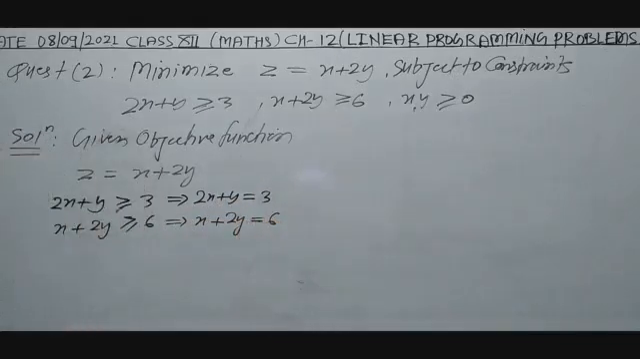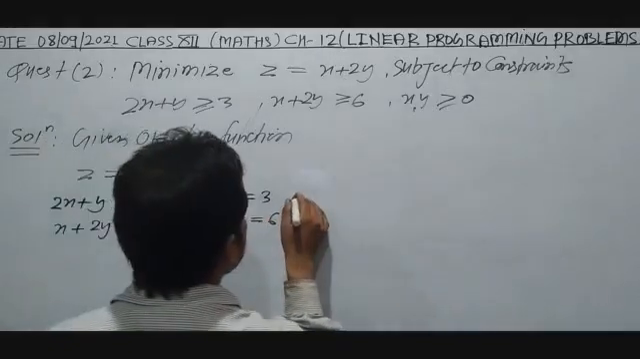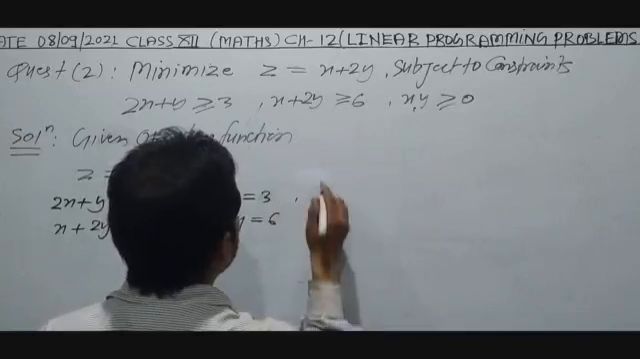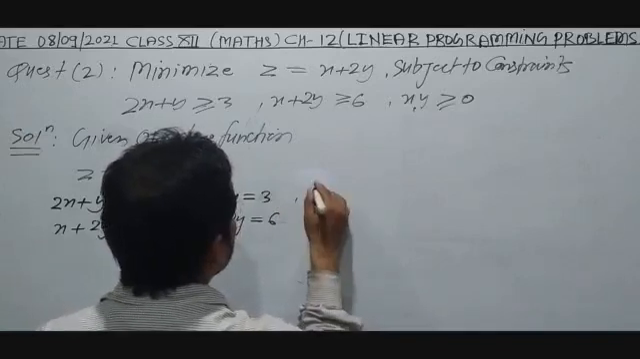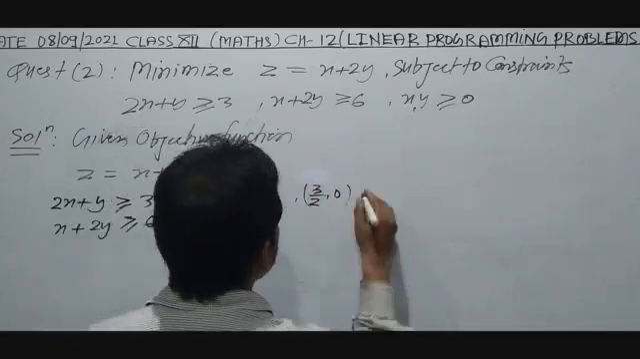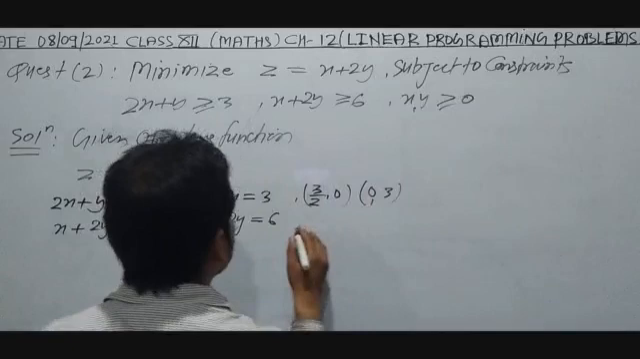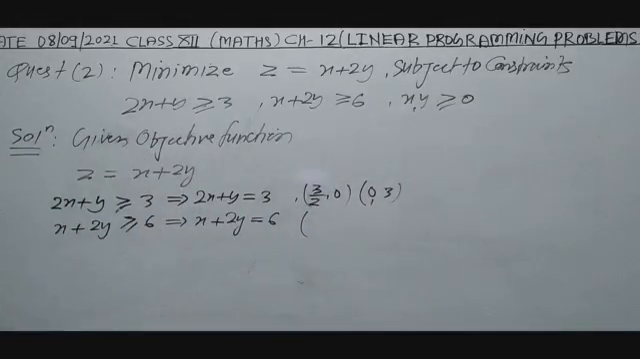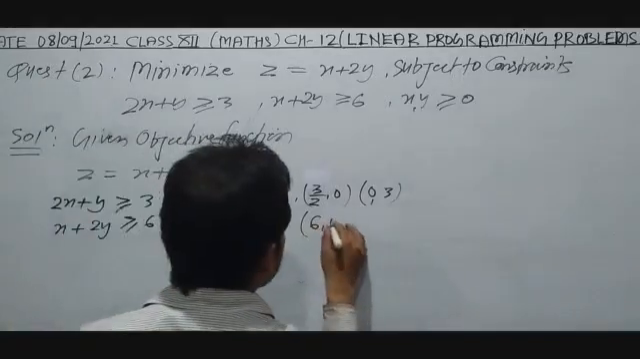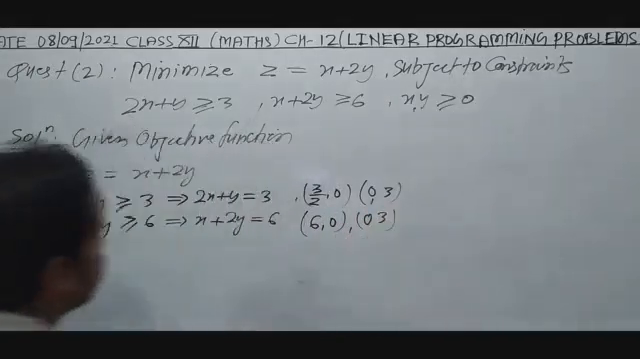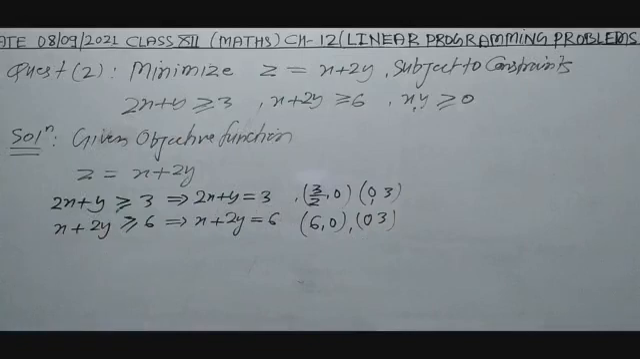Now you will get the points here. The points are 3/2, 0 and 0, 3. Through the x intercept and y intercept for the other line, you will get 6, 0 and 0, 3. Now we have to draw this line.